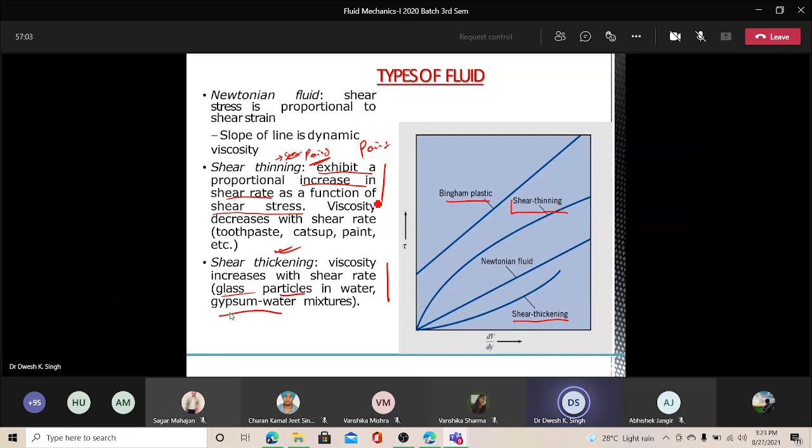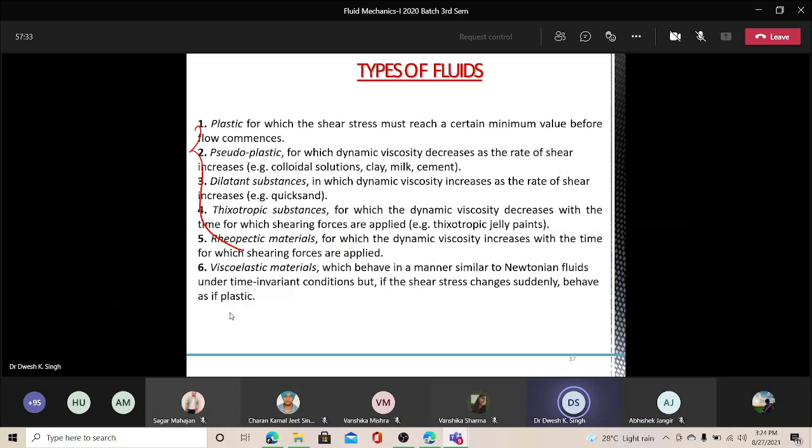Okay, here are some other examples, like toothpaste. Toothpaste by itself does not come out with a cover. But when you apply some stress, it starts spreading very smoothly. It means its rate of deformation increases on application of that stress. So these are some examples of fluids which exhibit such characteristics. Different fluids have their different characteristics.